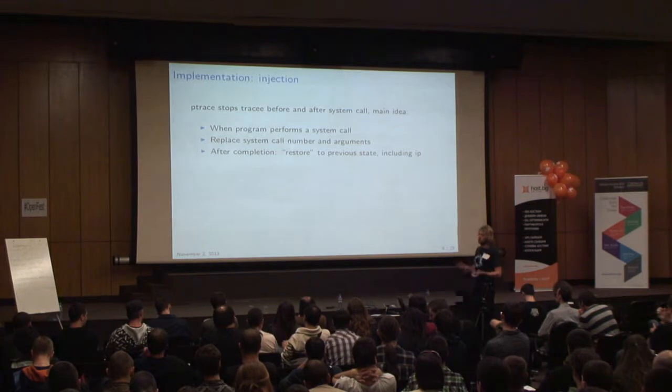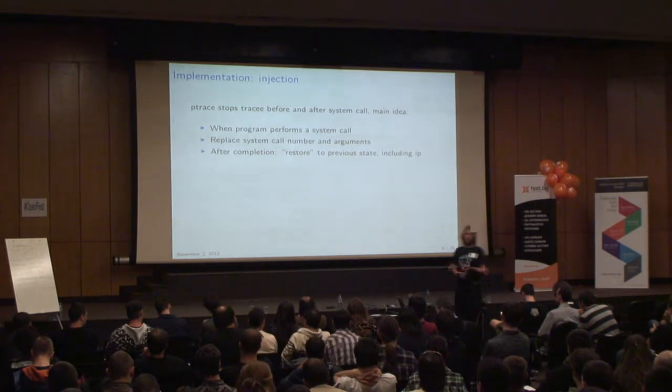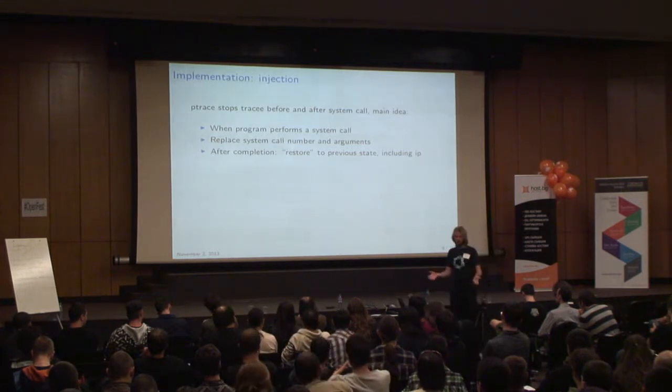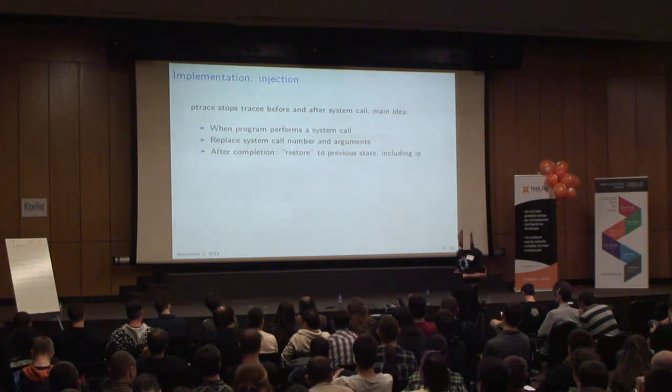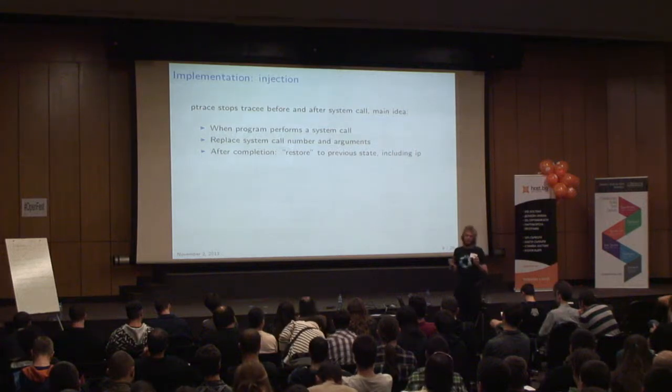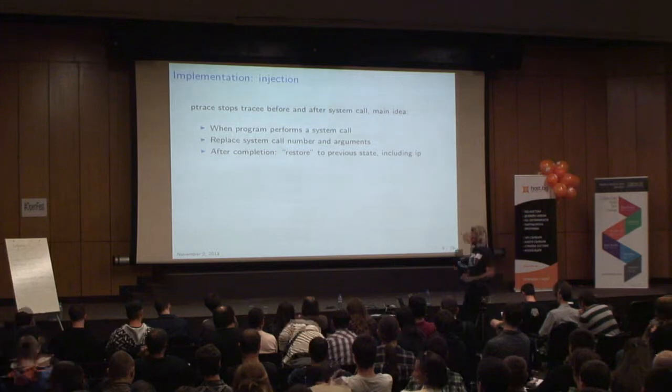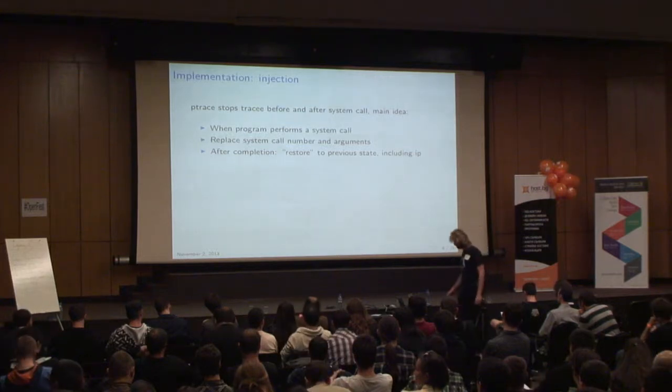For injection, we differentiate between two kinds: synchronous injection and asynchronous injection. With synchronous injection, we inject the system call and wait until it finishes, which might not be very nice if you're tracing a long-running operation. With asynchronous injection, it returns immediately, and when the system call is actually finished, it will call your function, and then you can do whatever you want. So this is the injection.